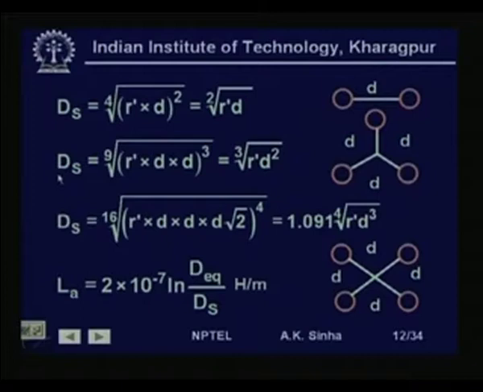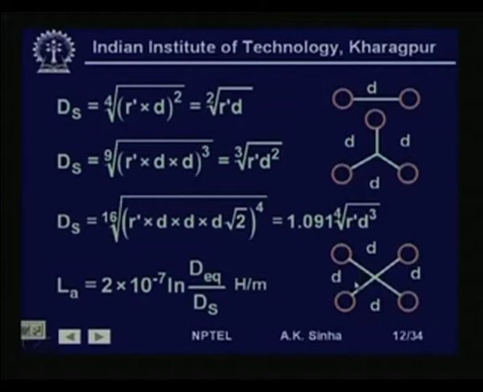Same thing for 3 conductors, we get 9 distances, that is 3 distances for each conductor, one its self distance and 2 for the other 2 conductors, and the same for each of the 3 conductors. Therefore, we get the self distance ds as the 9th root of r dash into d whole cube. This is equal to the cube root of r dash into d square.